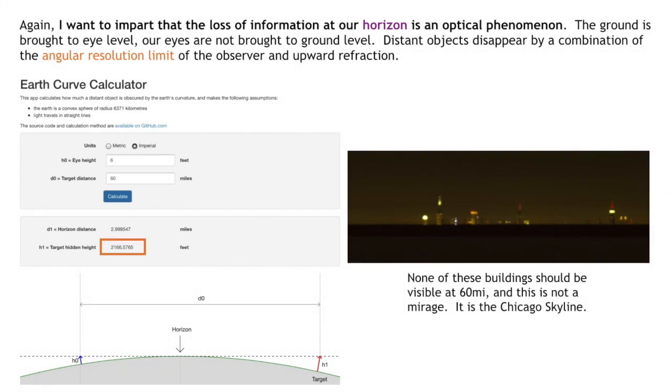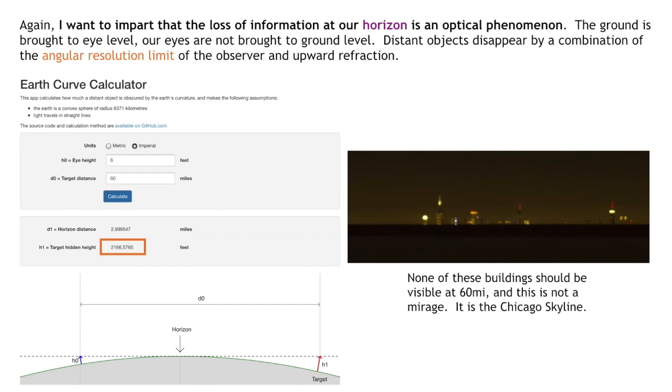Again, I want to impart that the loss of information at our horizon is an optical phenomenon. The ground is brought to eye level. Our eyes are not brought to ground level. Distant objects disappear by a combination of the angular resolution limit of the observer and upward refraction.